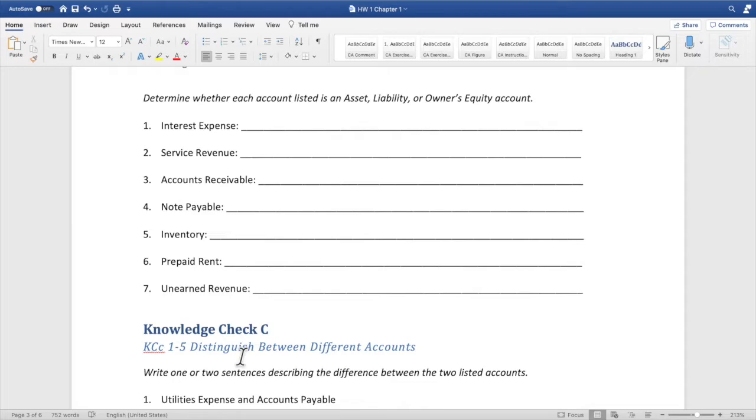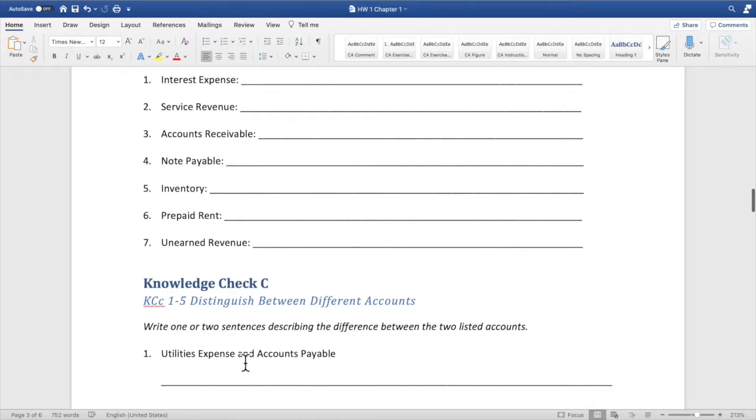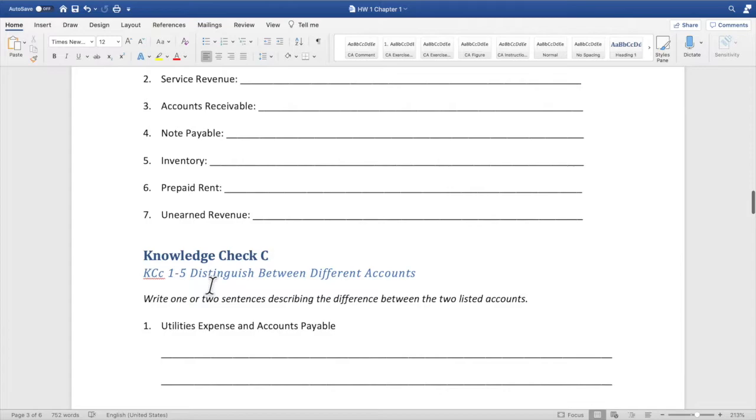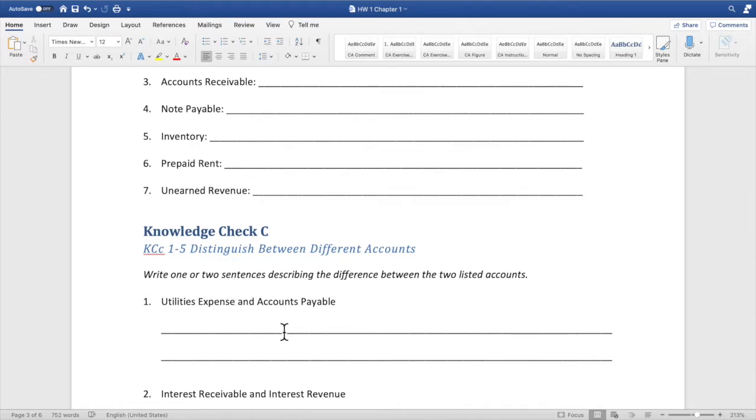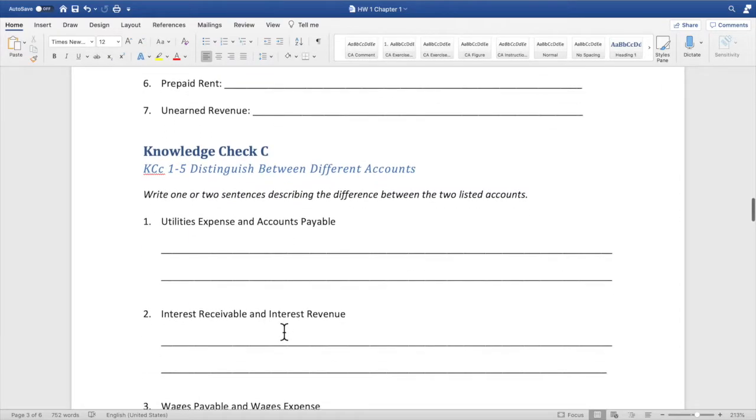Prepaid rent is an asset. Unearned revenue is a liability. Alright, and we'll talk about this further in the class. Alright, write one or two sentences describing the difference between the two listed accounts.